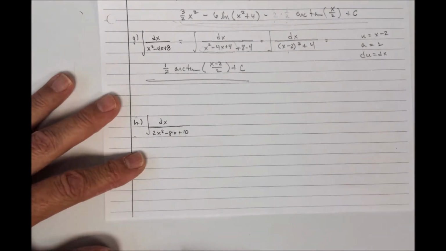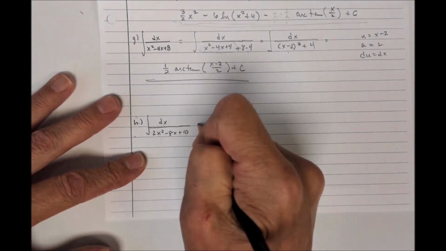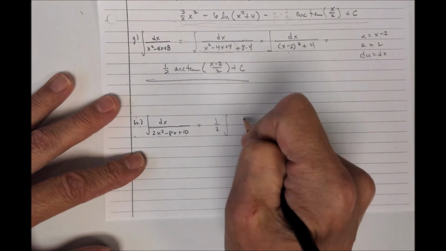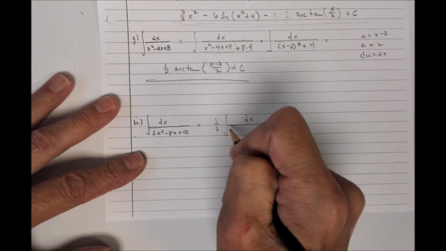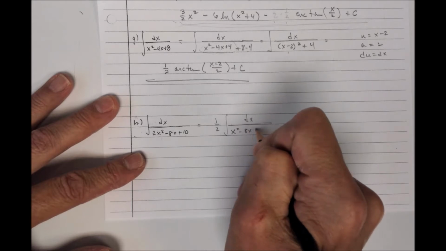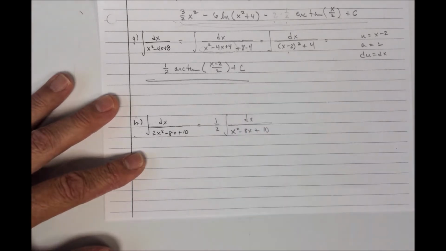I'm going to do something very similar here, but notice that all of my terms in the denominator have a constant factor of 2, so I'm going to just factor the 2 out and bring it out in front as 1/2 the integral of dx all over x squared minus 8x plus 10. All right, so here we go again.